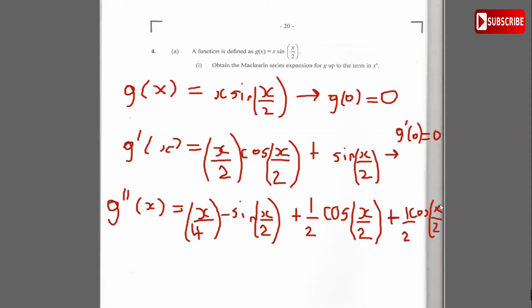Nice and easy, so that is what we're getting. And so if you go ahead now and substitute 0, if you plug in 0, you get 0 minus 0 plus, you plug in 0 here, the cos of 0 is 1. And so you get a half plus a half, which is 1. And so what we get is g double prime of 0 is equal to 1. Nice and easy.